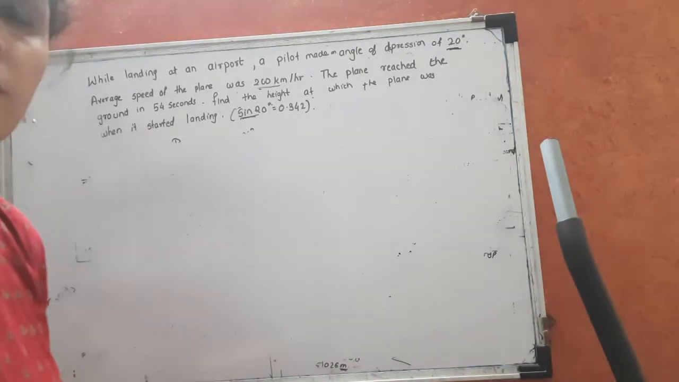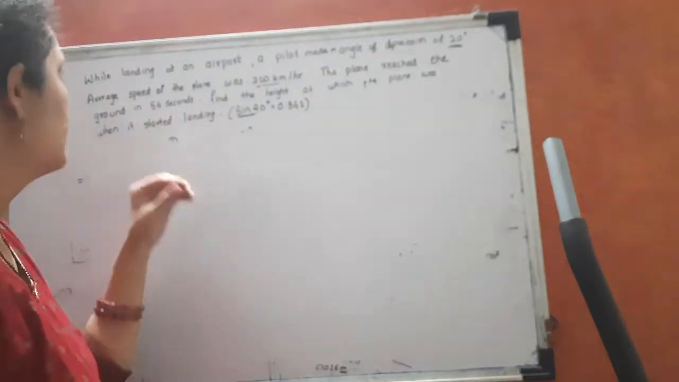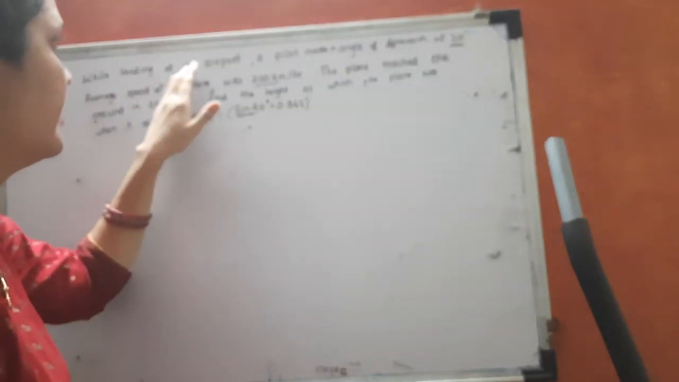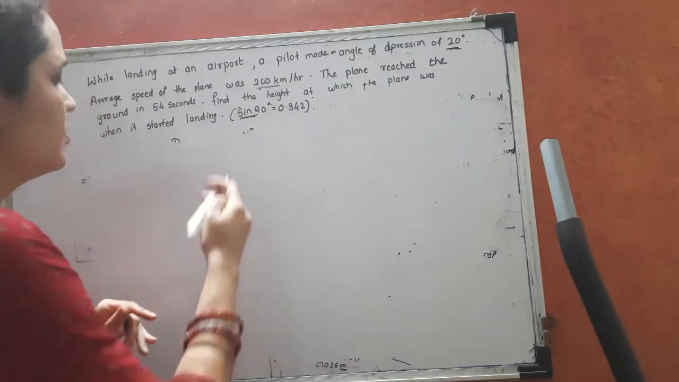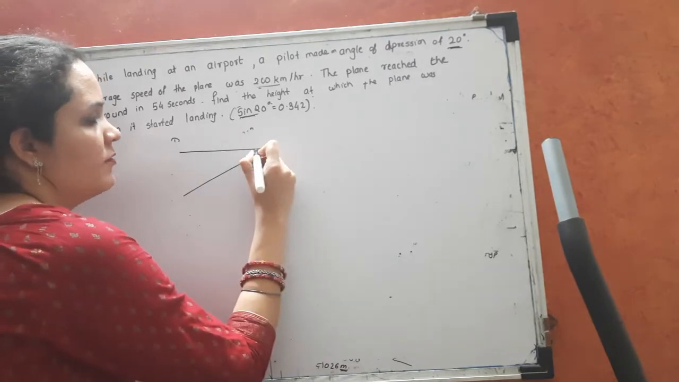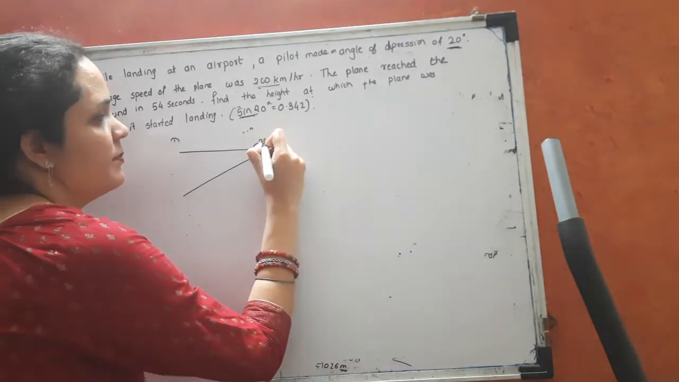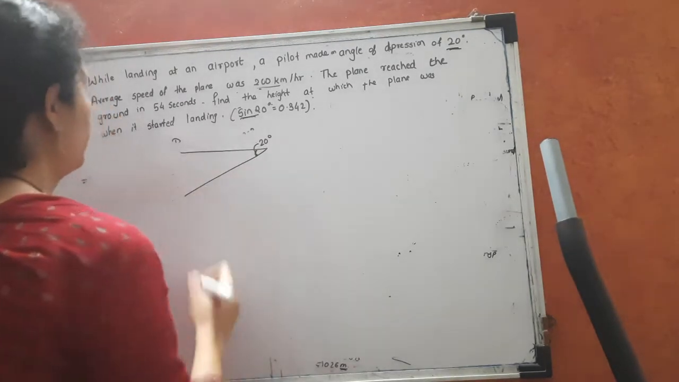Hello. Today we will see a sum on an application of trigonometry. While landing at an airport, a pilot made an angle of depression of 20 degrees. Which angle of depression did the pilot make? An angle of depression of 20 degrees while landing.